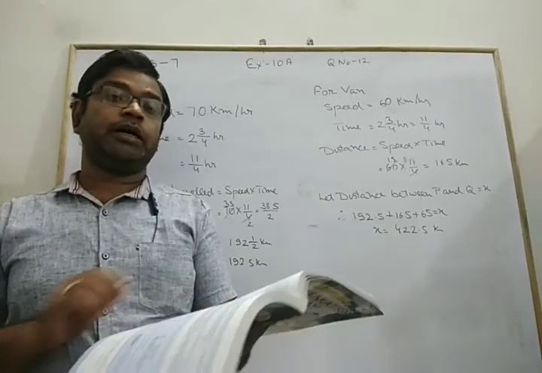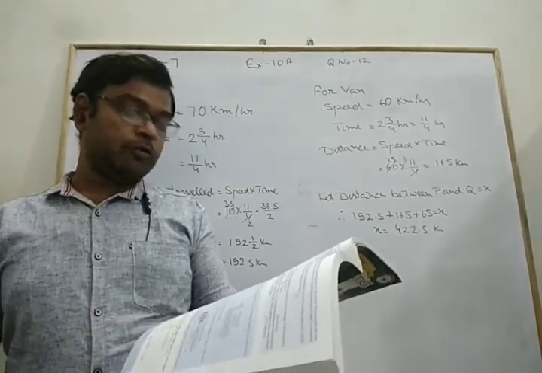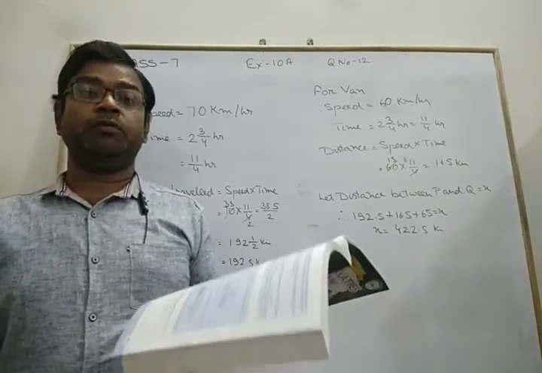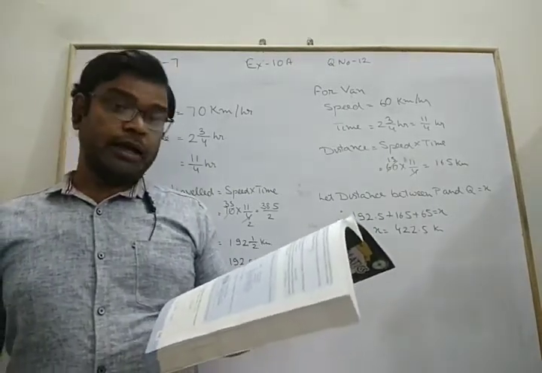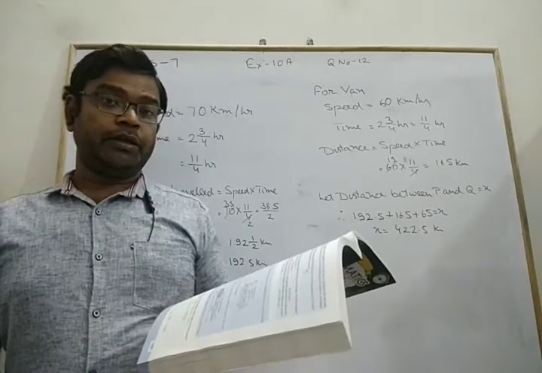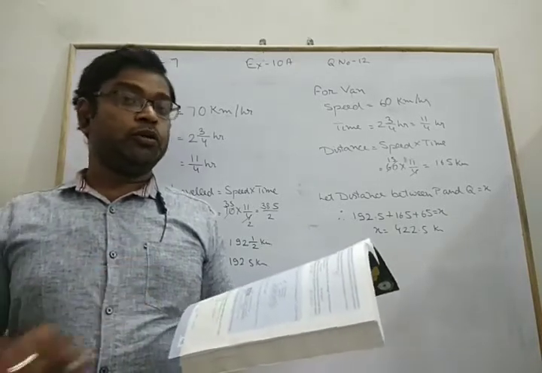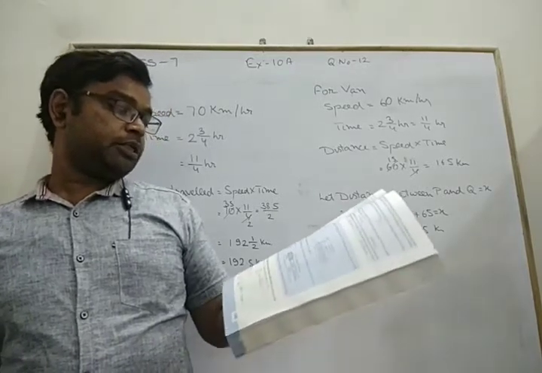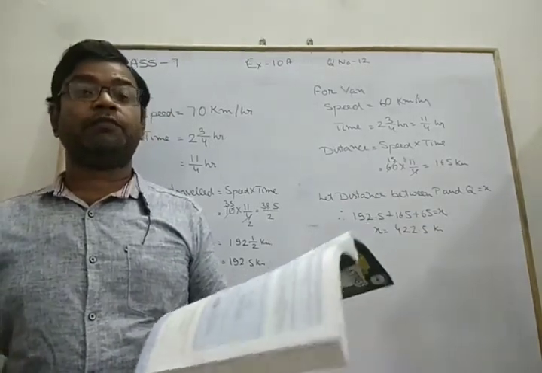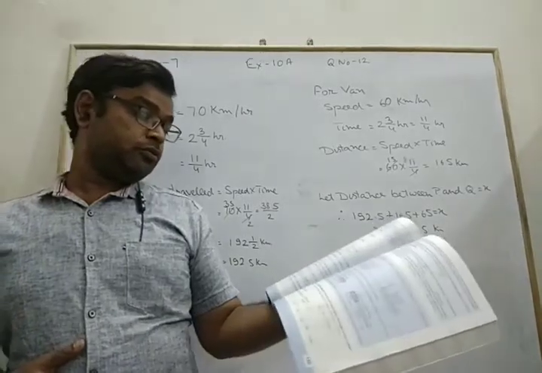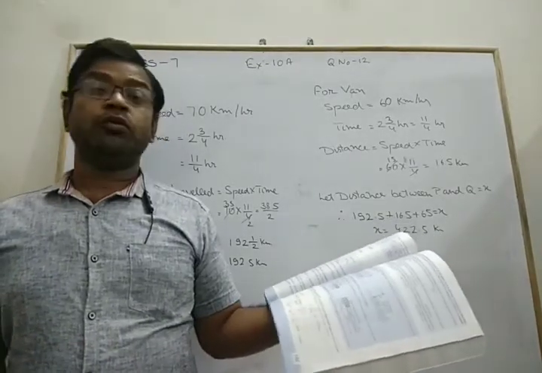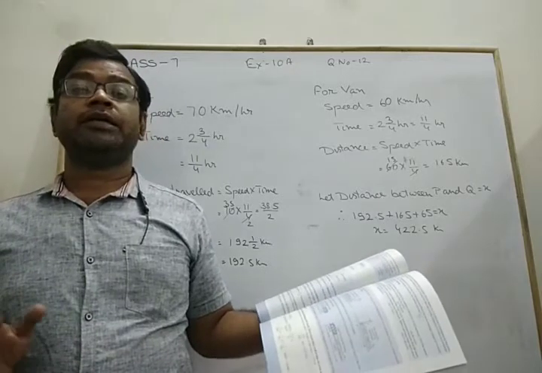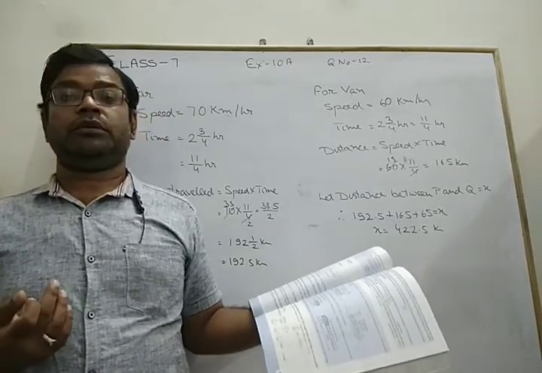This question says that a car started from town P and traveled towards town Q with a speed of 70 km per hour. At the same time, a van started from Q towards town P with a speed of 60 km per hour. After 2 whole 3/4 hours, they were 65 km apart.